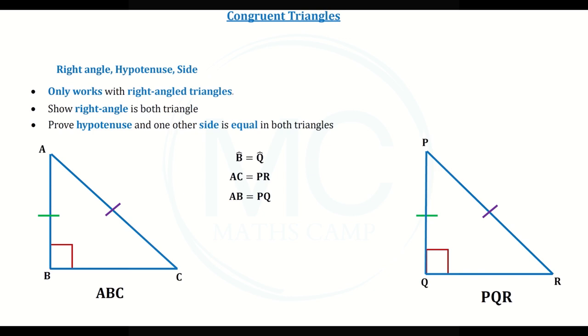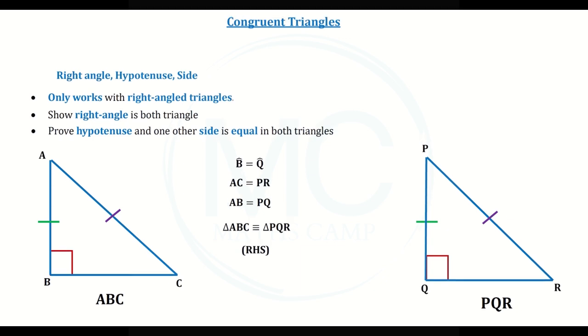Now we have the right angle, the hypotenuse, and one other side. So we can say that triangle ABC is congruent to triangle PQR. And as our reason, we say RHS for right angle hypotenuse side. Let's make some space and quickly look at our right angle triangles again. We can see that angle B is equal to corresponding angle Q. And let's say that AB is equal to the corresponding side PQ. Let's mark these sides in red.